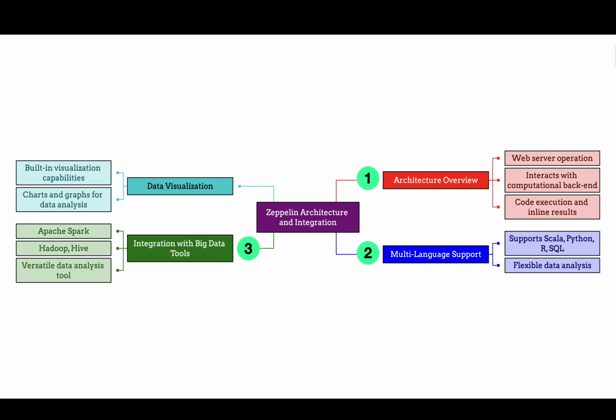3. Integration with big data tools. It integrates seamlessly with various big data processing tools, including Apache Spark, Hadoop, Hive, and more, making it a versatile tool for data analysis. 4. Data visualization. Zeppelin provides built-in data visualization capabilities, including charts and graphs, to help users analyze and interpret data effectively.